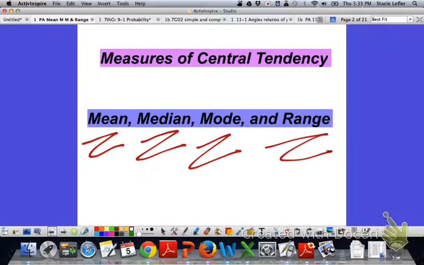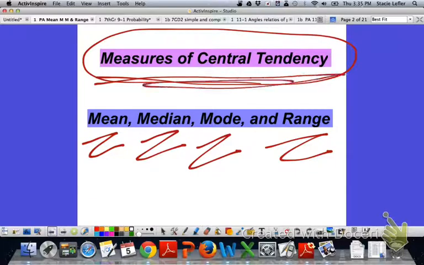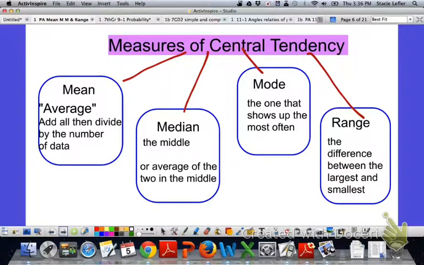Mean, median, mode, and range are four that we're going to look at. They're also called measures of central tendency. You will be recording these different measures of central tendency on your handout.